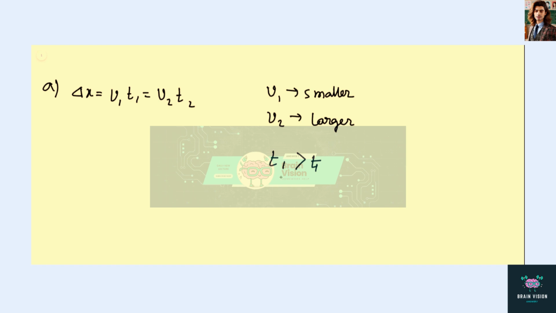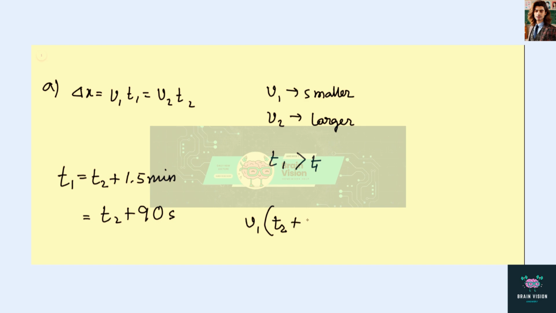Sorry, v1 is slower. Now that means we can write t1 being equal to t2 plus 1.5 minutes, which in terms of seconds is t2 plus 90 seconds. And from there, we can use this information in this equation. So we'll have v1 times t2 plus 90 seconds is equal to v2 times t2.